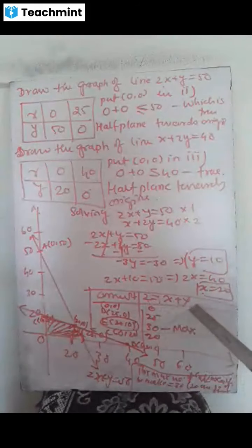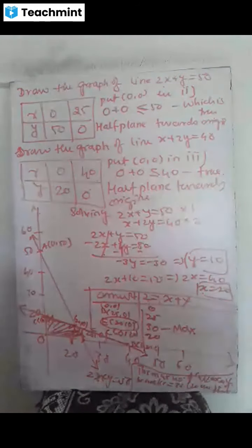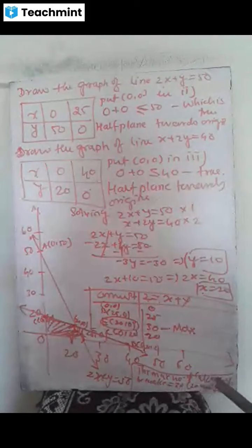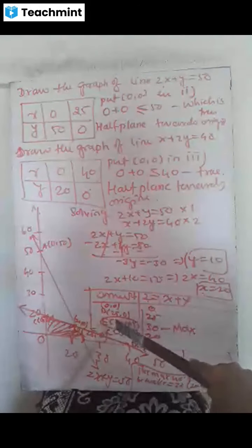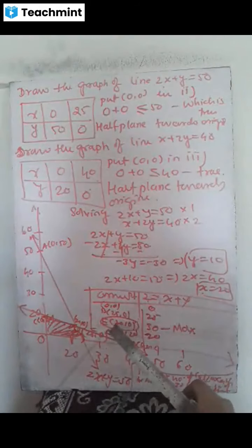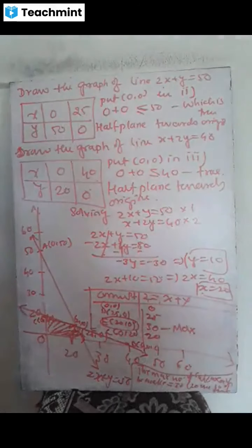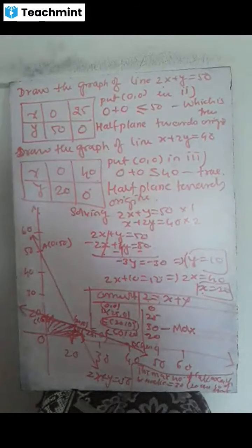So Z is x plus y, putting all these values and getting the value of Z, 30 is the maximum value over here. So the maximum number of cakes we can make will be 30. 30 means x is 20 and y is 10. So one kind of cake is 20 and the other kind is 10. So this is how we have to solve this word problem. We have to frame all these things and find the answer.